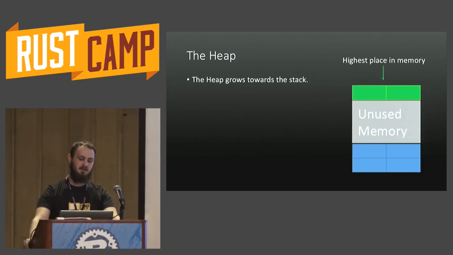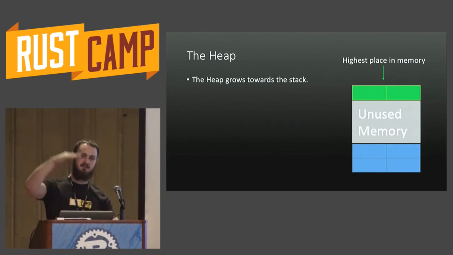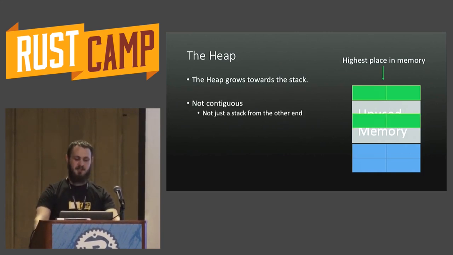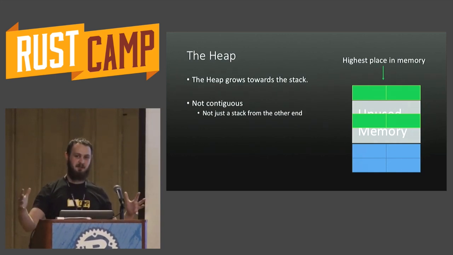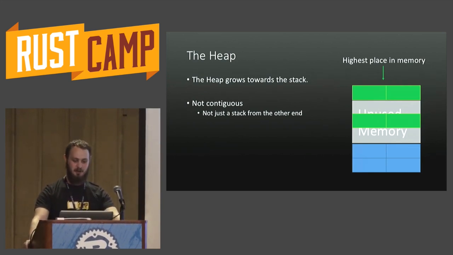So we have the stack starting at sort of the beginning of your computer's memory. It's kind of easy to think of this as an array. And then when we allocate on the heap, we start at the top, the green box there, and go down. But it's not always contiguous. It's not just a stack on the other end. We can basically just go through and it'll find something that's big enough for us to allocate in. So if we have a massive thing, say we have a Vec with, you know, a few million things inside of it, you can't just place it anywhere because you're going to overwrite other memory. So it goes through and finds where an open place is.